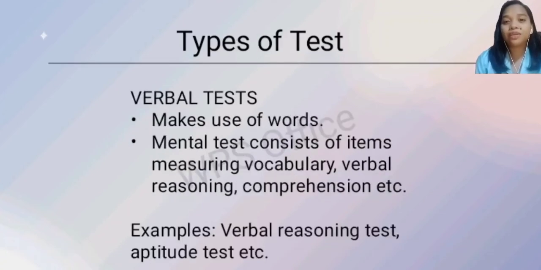The fifth is the verbal test. It makes use of words, or it could be a mental test, consisting of items measuring vocabulary, verbal ability, listening, and comprehension. Verbal listening tests reveal how well you can analyze written information, and usually the format is a short passage of text followed by true or false and cannot say questions. For example, verbal reasoning test and the aptitude test.